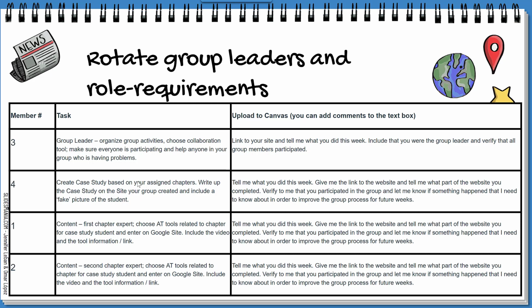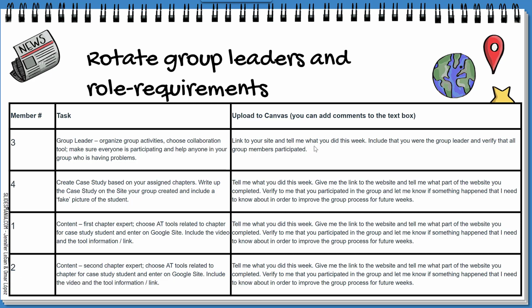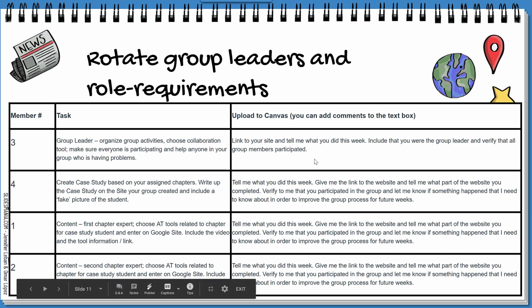And then group member number 4 is doing something different. Group member number 1 is doing something different. Group number 2 is doing something different. And then I also tell them what they have to upload to Canvas that week. And I'm trying to be very specific about what they are doing, what they're responsible for uploading to Canvas.